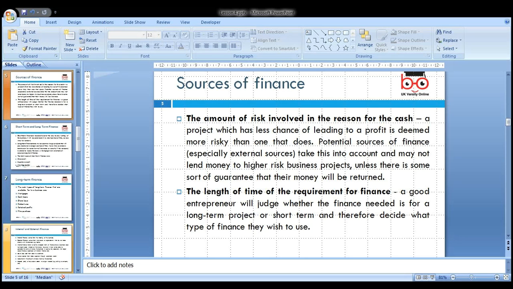Our brand image, how it is developed, our customer satisfaction, the environment, all these factors will influence the sources of finance as well. Another factor is the length of time the finance is required. A good entrepreneur will judge whether the finance needed is for a long-term project or a short-term one. Therefore, they decide what type of finance.